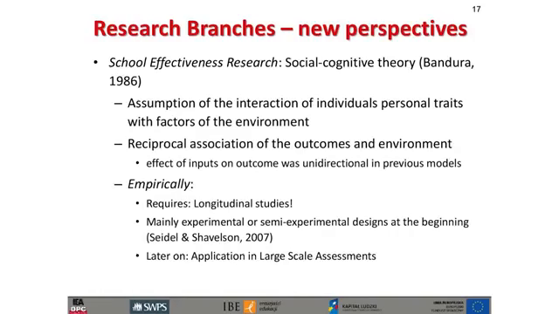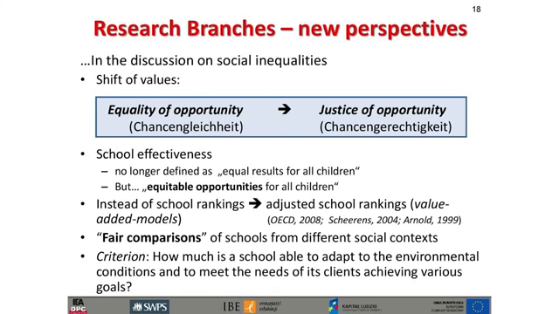Empirically, of course, these assumptions require longitudinal studies, so that is the reason why at the beginning there were mainly experimental or semi-experimental designs, but later on also applications in large-scale assessments followed. Also, one of the developments in this new perspective is the shift considering the discussion on social inequality, namely this ideal of equality of opportunity was very much criticized as being unrealistic, and the discussion started to shift towards justice of opportunity.